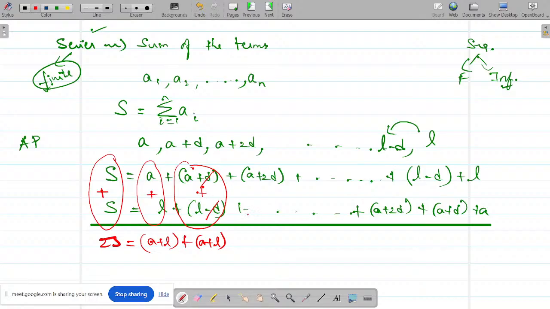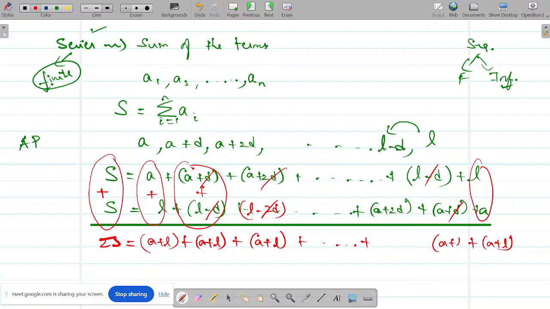See, this will be L minus 2D, right? So this 2D and this 2D will get cancelled. So this will be A plus L. All the terms will be A plus L only. See, A plus L, right? Here, minus D plus D will get cancelled. So this is A plus L. All the terms will be A plus L. Now tell me how many terms will be there? 5.